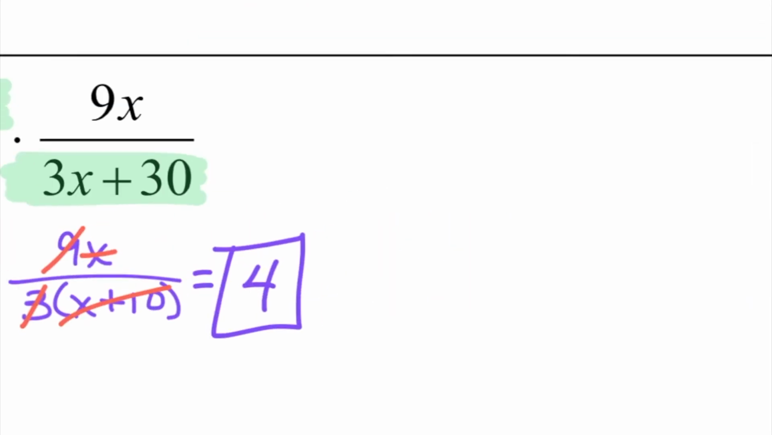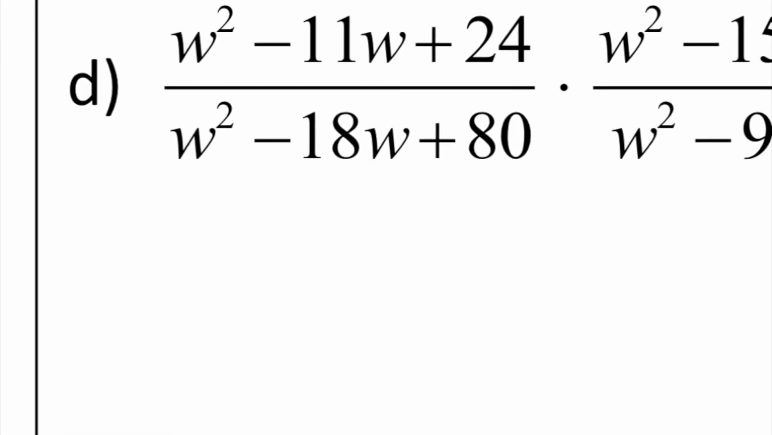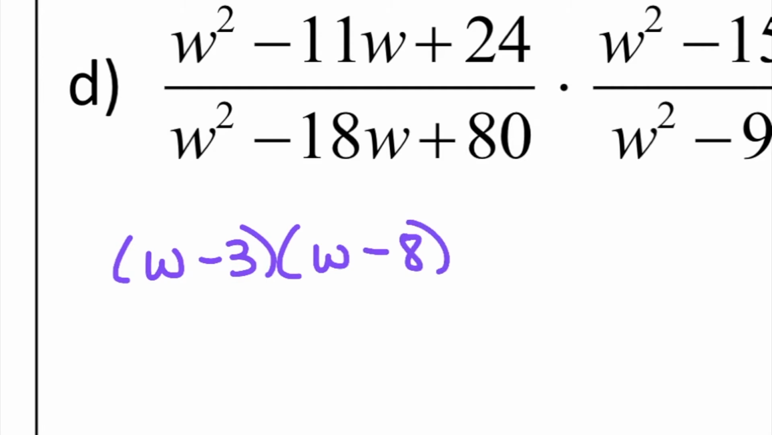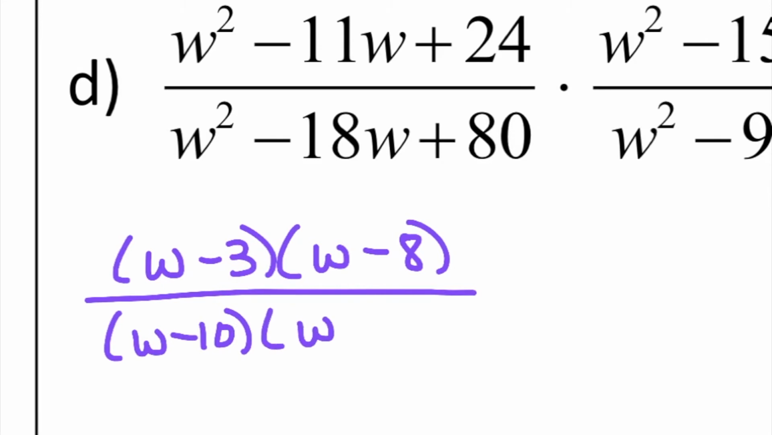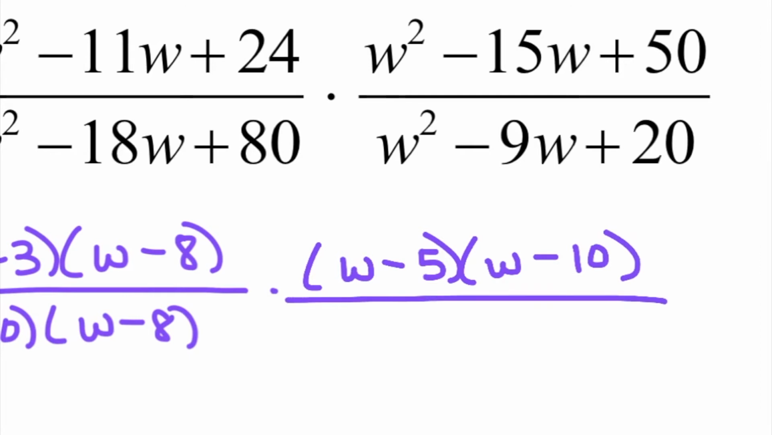In letter D, I have to factor all 4 of those things. Why don't you pause the video, factor them, and come back when you're done. So you should have w minus 3 times w minus 8 over w minus 10 times w minus 8. In the second fraction, you should have w minus 5 over w minus 10 all over w minus 4 over w minus 5.